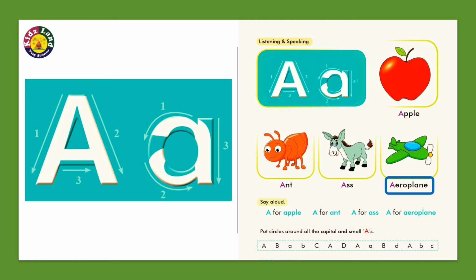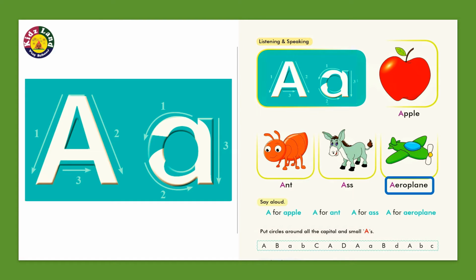A-E-R-O-P-L-A-N-E, aeroplane. How do we tell it, kids? Come along. A-E-R-O-P-L-A-N-E, aeroplane. Now, the 4 words you have to say along with me loud, okay?